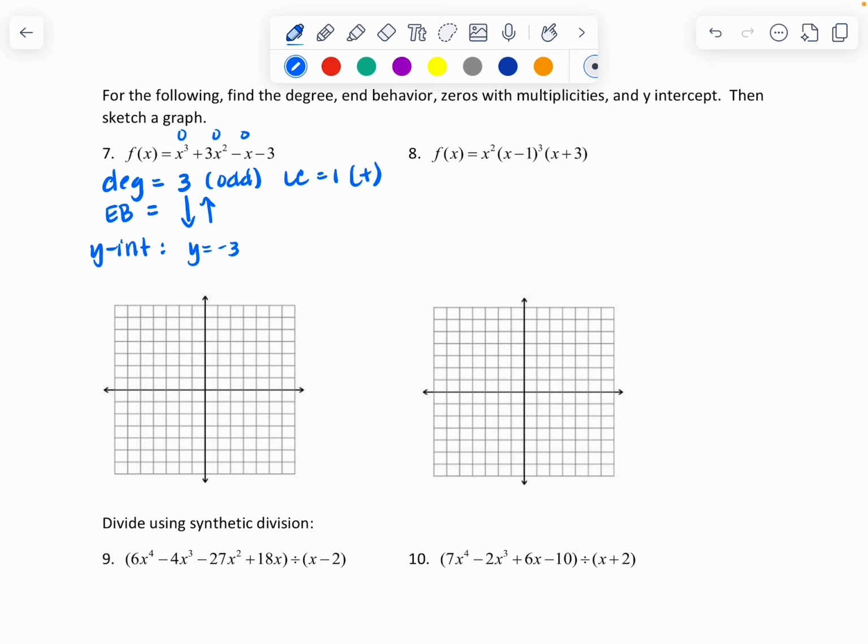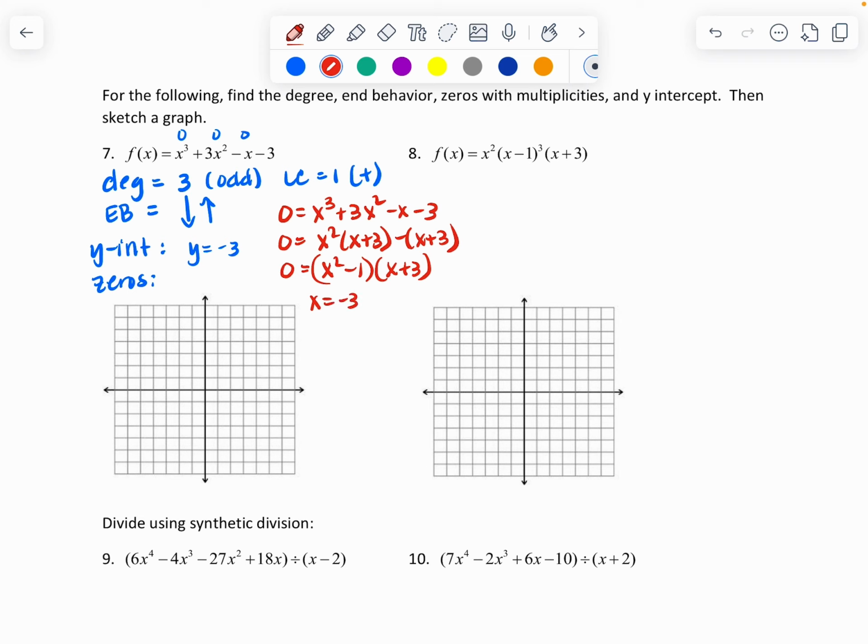Okay, now for the zeros with multiplicities, I have to actually solve this thing. So let's go ahead and do that on the side here. So I'm going to have 0 equals x cubed plus 3x squared minus x minus 3. Hopefully this thing groups. So if I pull out an x squared, I'm going to get an x plus 3 minus an x plus 3. And then I have 0 equals, it's going to be x squared minus 1 if I take the x plus 3 out of both, times x plus 3. Okay, now setting these guys equal to 0, that's going to give me that x equals -3. And then I'm going to get that x squared equals 1, which is going to give me x equals plus or minus 1.